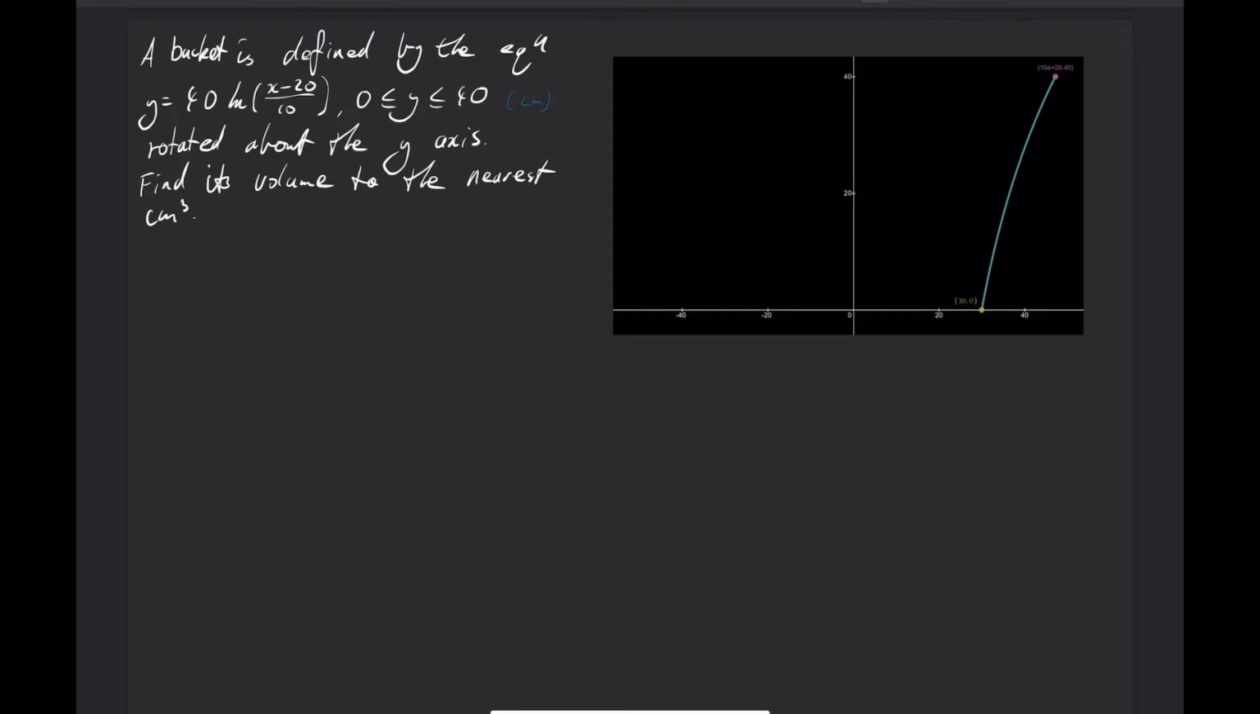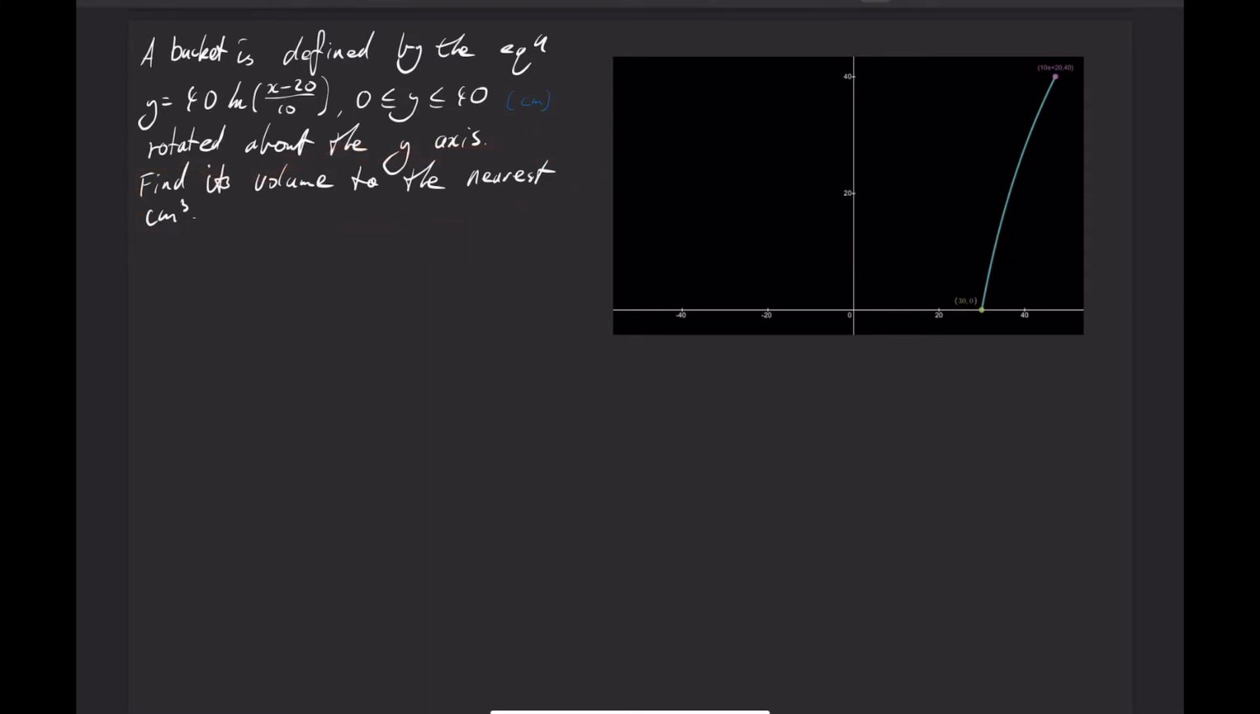Okay, this is a question sent to me by a Year 12 student. A bucket is defined by the equation y equals 40 times the natural log of (x minus 20) all over 10, with the range 0 to 40. Units are centimeters. This bucket is rotated around the y-axis. Find its volume to the nearest centimeter.